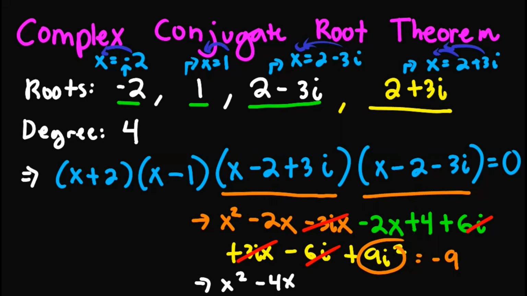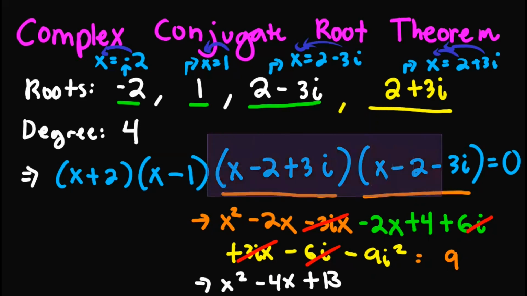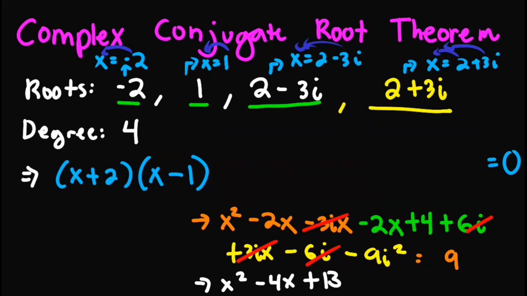Oops, a correction, this should be negative, since we have 3i times negative 3i. This is negative i squared, which will result to 9. And so 4 plus 9 will be 13. So we can replace this whole expression out here as x squared minus 4x plus 13.